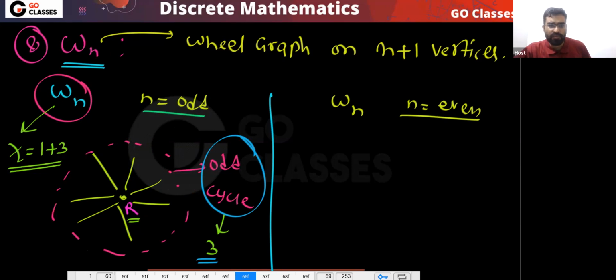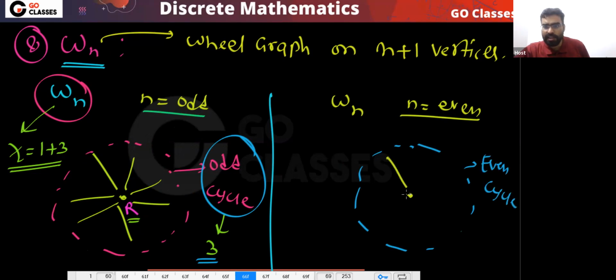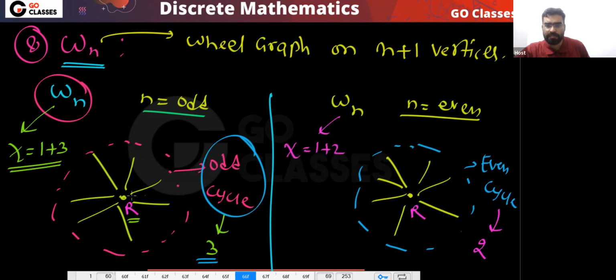And in this situation, what will happen? There is an even cycle. You already know. So this is an even cycle, and there is a middle vertex. This middle vertex, you cannot reuse the color. If I give color red here, and for an even cycle, how many do you need? Only 2. So finally, here the chromatic number will be 1 plus 2. So the chromatic number will be 3.